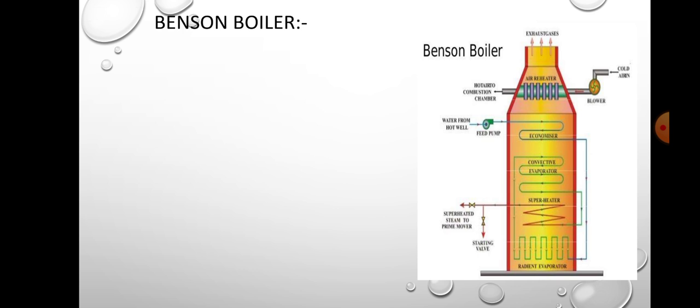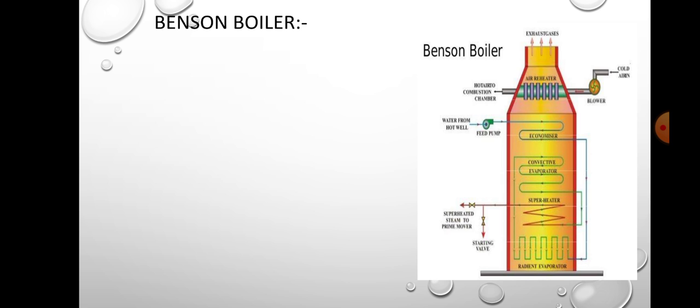That preheated air is supplied to the combustion chamber, where it helps to produce heat from the combustion of coal. Then the feed water is supplied by the feed pump to the economizer. Normally the economizer is used for increasing the efficiency of the boiler. The water is heated by the flue gases, and that saturated steam is supplied to the radiant evaporator.